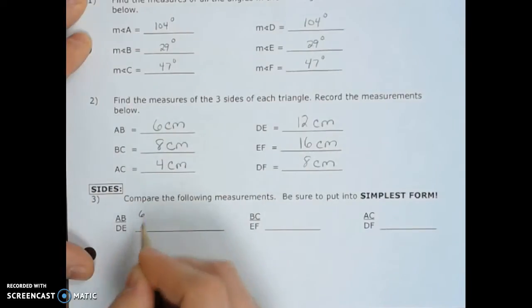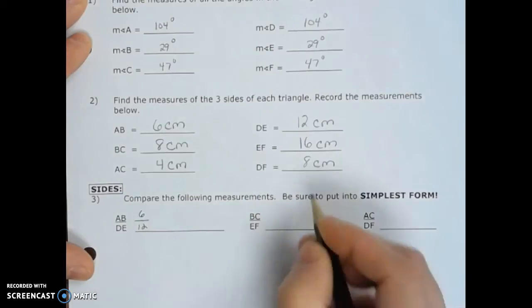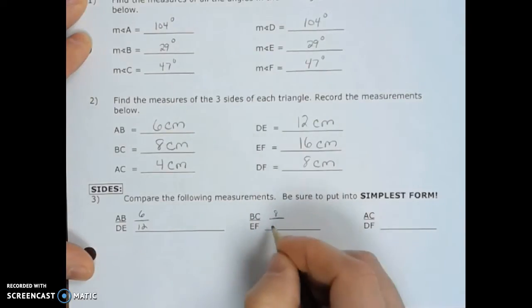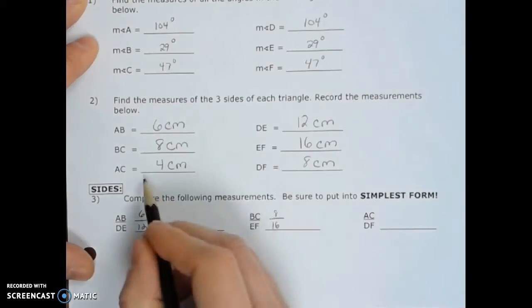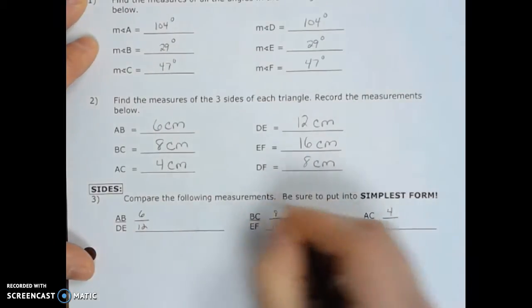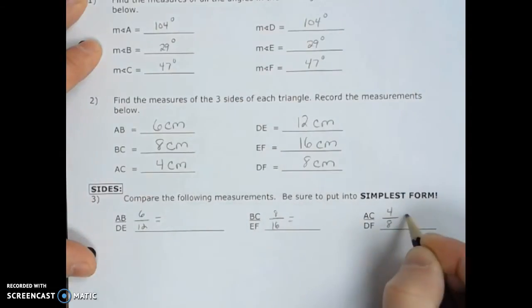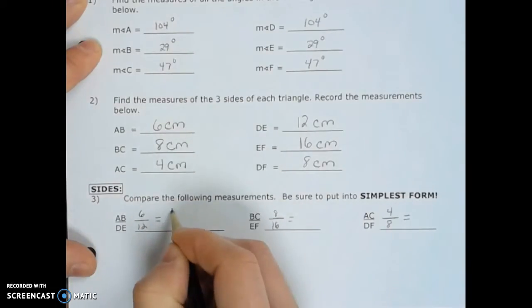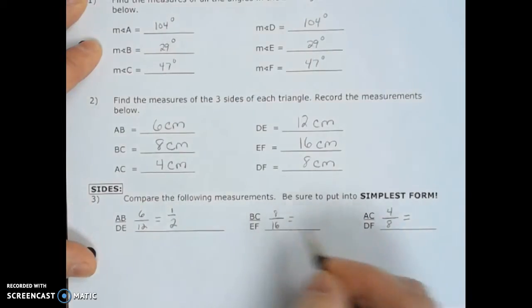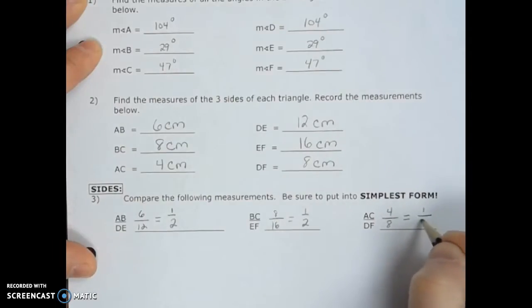AB was 6 centimeters, DE was 12 centimeters, BC was 8 centimeters, EF was 16 centimeters, AC was 4 centimeters, and DF was 8 centimeters. So my ratios right now look like 6/12, 8/16, and 4/8. What they want us to do is put these in simplest form. So I'm going to go ahead and simplify my 3 ratios. 6/12 simplifies down to 1/2. 8/16 simplifies down to 1/2, and 4/8 simplifies down to 1/2.